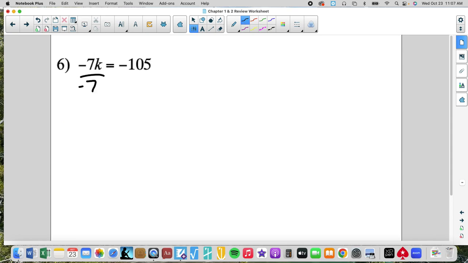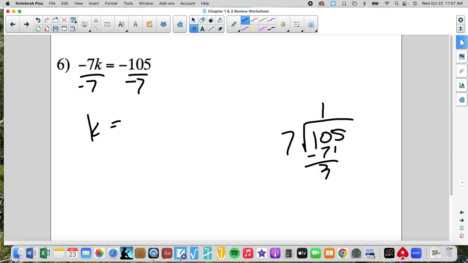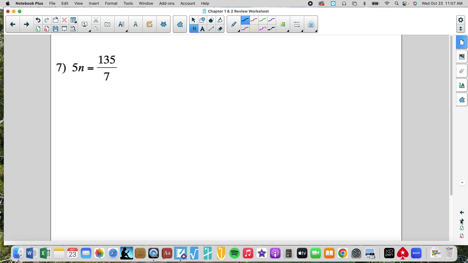We're going to divide by negative 7. That leaves us with k equals, 7 goes into 105, 7 goes into 10 once, 7 goes into 35 5 times, so a negative divided by a negative is a positive, so k equals 15.